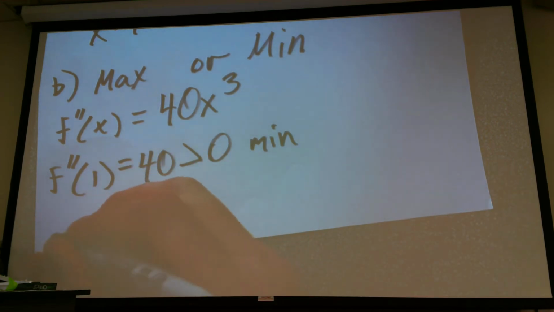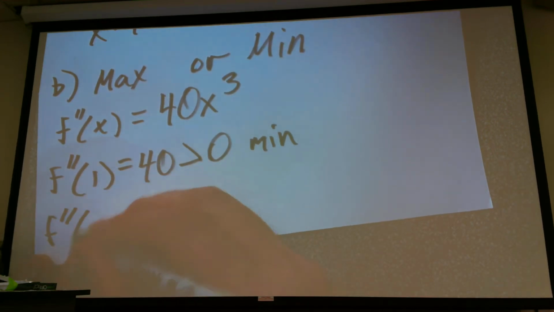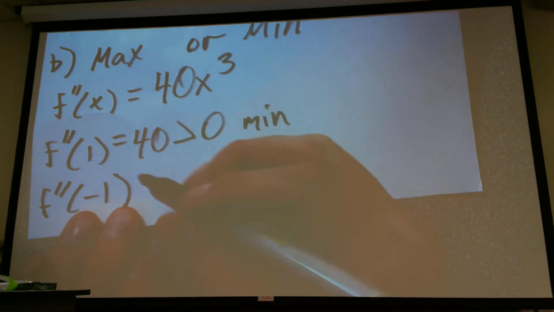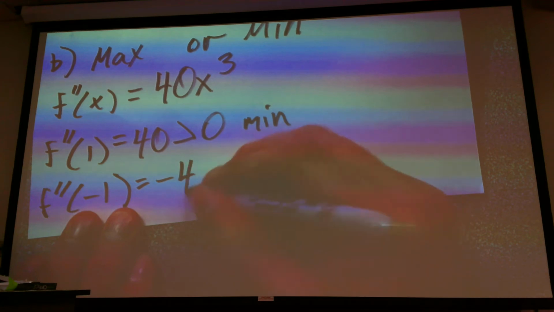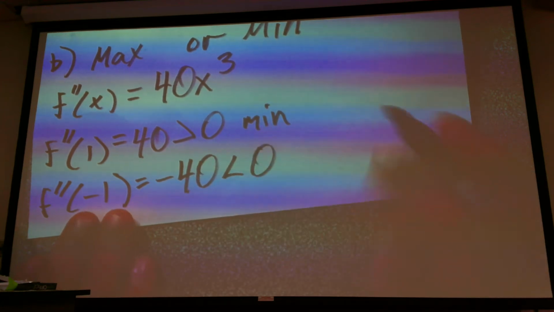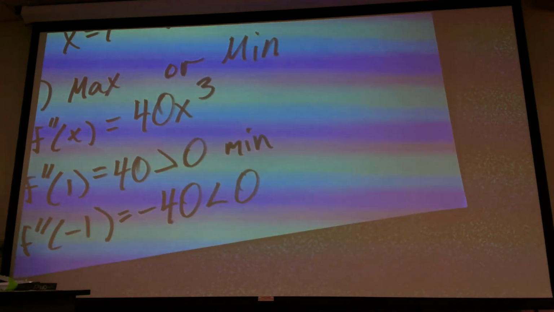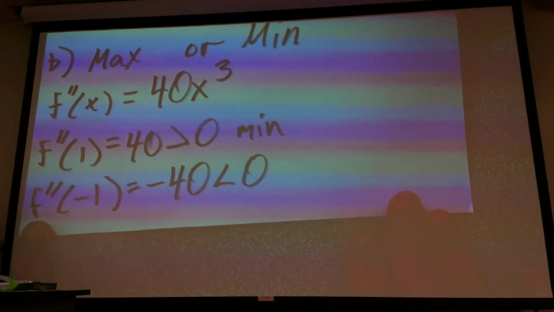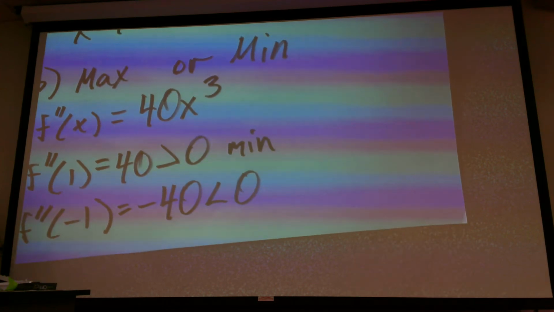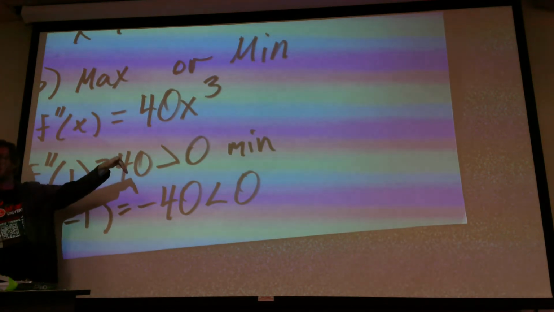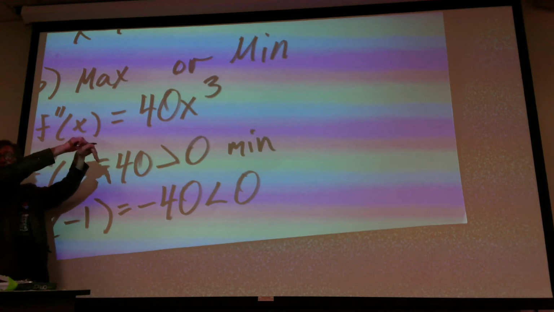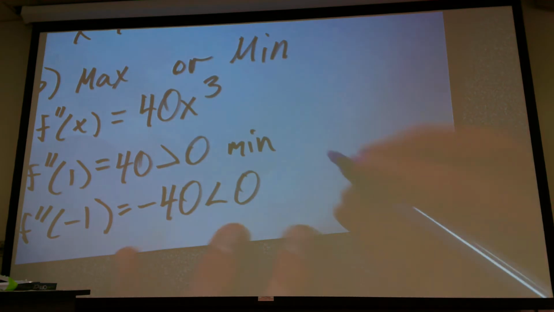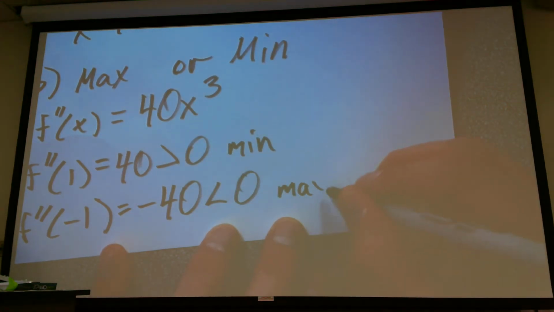Okay. Now we did f double prime of negative 1. That would come out to negative 40, which is less than 0. Okay, so what does that really mean? That means that this thing is flat at that point and that it is concave down. It's negative. So since it's concave down and it's flat at top, that means that we are going to get a maximum for those. So since it's negative, we're going to end up with a max.